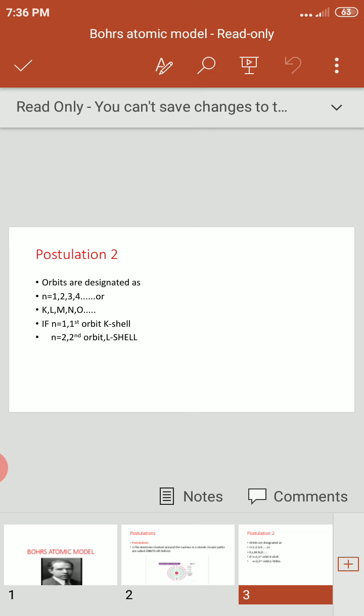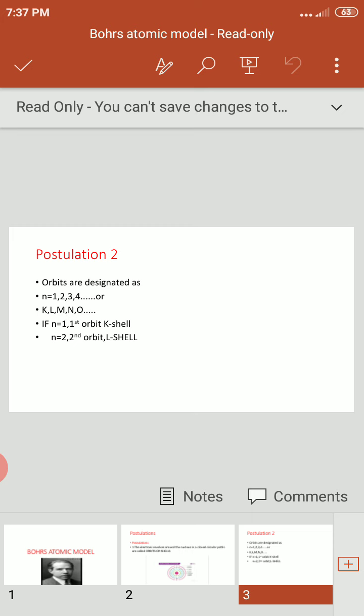The maximum number of electrons present in an orbit can be calculated using the formula 2n squared, where n is the orbit number. For example, how many electrons will be present in the first orbit? 2 into 1 squared, since n equals 1, is equal to 2. So the first orbit can accommodate only 2 electrons.